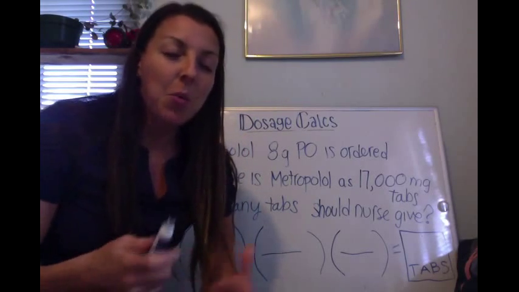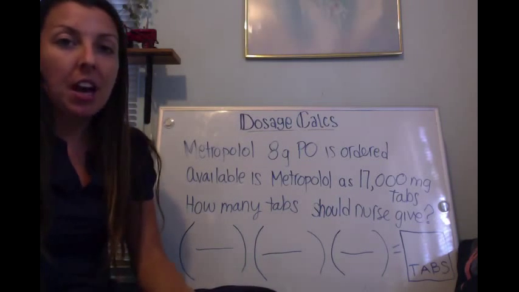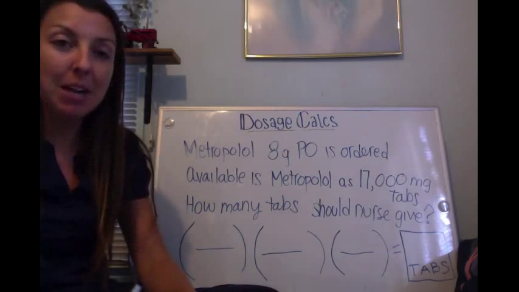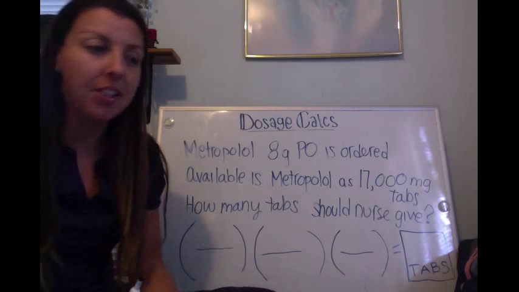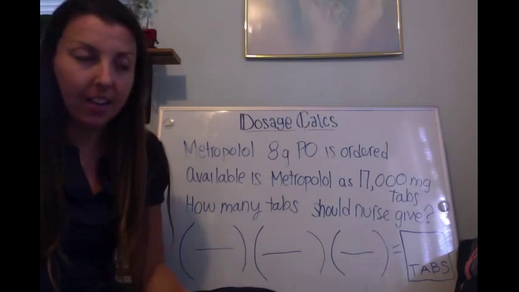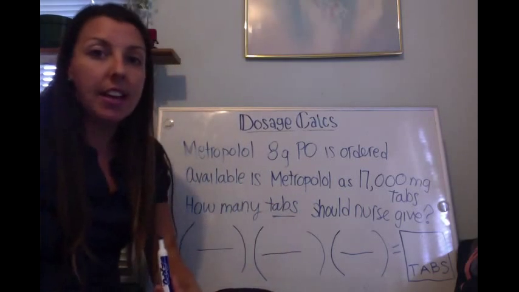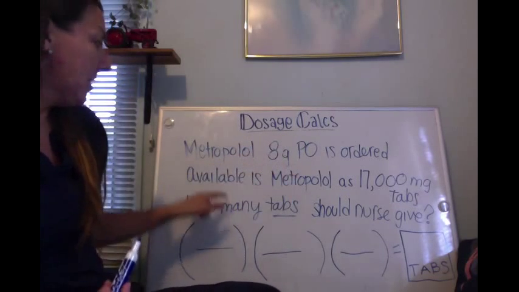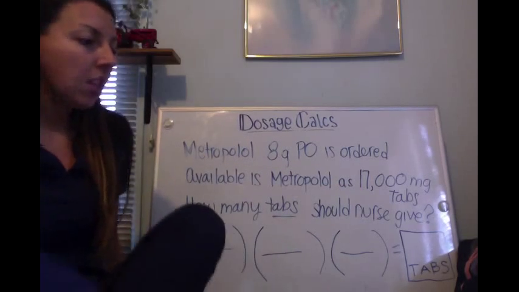So what we have is metoprolol, 8 grams PO is ordered. Metoprolol is available as 17,000 milligram tablets. The question is, how many tablets should the nurse administer? So you really have to think about what the question is asking. Here it's asking, how many tablets should the nurse give? And it's telling you what is ordered, 8 grams, and what is available, 17,000 milligram tablets.